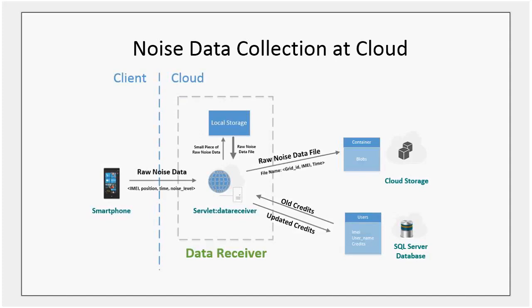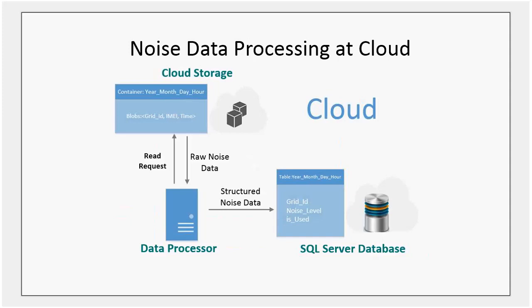In this slide, we discuss how the data is stored in the cloud. So basically, there are two kinds of data we should store on the cloud. One is the raw data from the smartphones. We store this kind of data in cloud storage using the concept of a blob. And the second type of data is the data to show on the noise mapping service. This is more frequently shown or accessed by the users. So this data will be stored in SQL Server. Again, this is a service from Microsoft Azure.